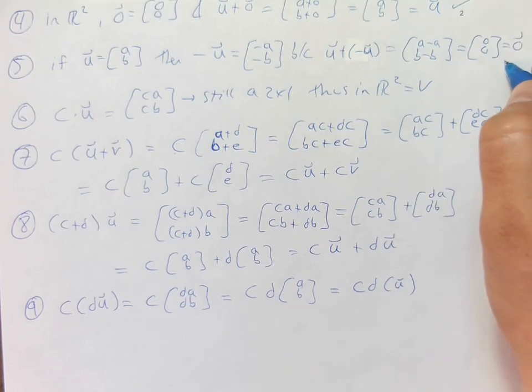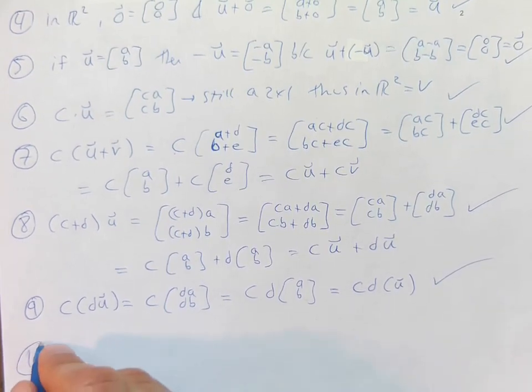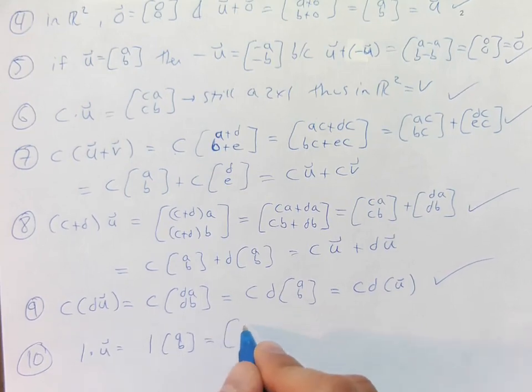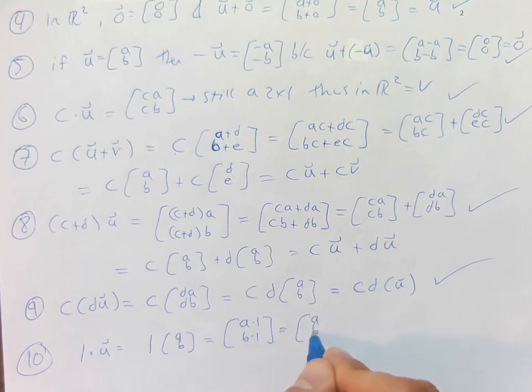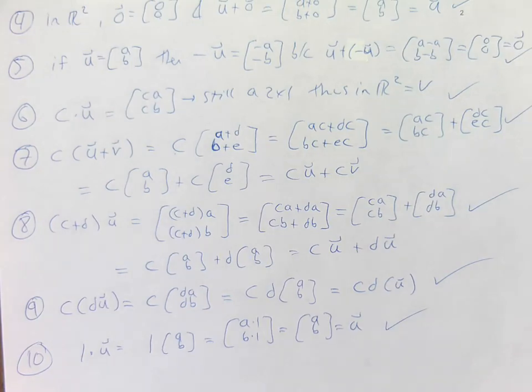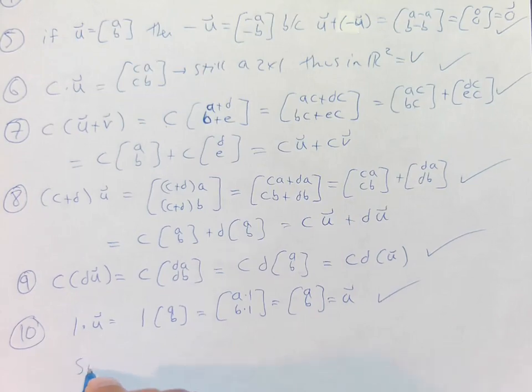Forgot to put some checks. So check, we checked that one, we checked that one, we checked that one, we checked this one, that one's good. Last but not least, does number 10 work? It does. Let's see. 1 times U is going to be 1 times AB. You multiply each entry by 1 and it stays the same. And so this vector stayed the same. Check. And so the sort of final punchline takeaway that you might want to write here is all 10 axioms hold, so R2 is a vector space.